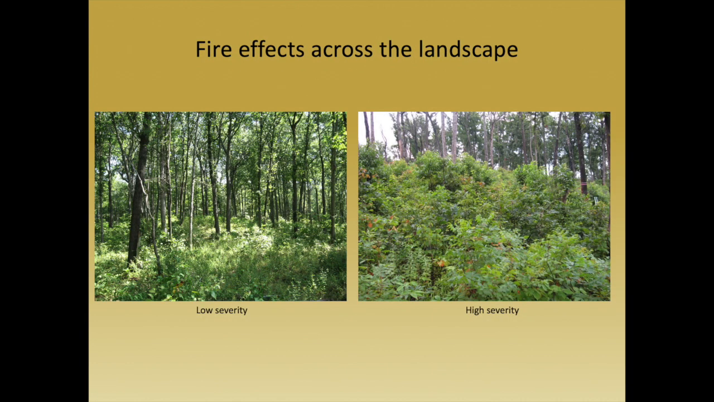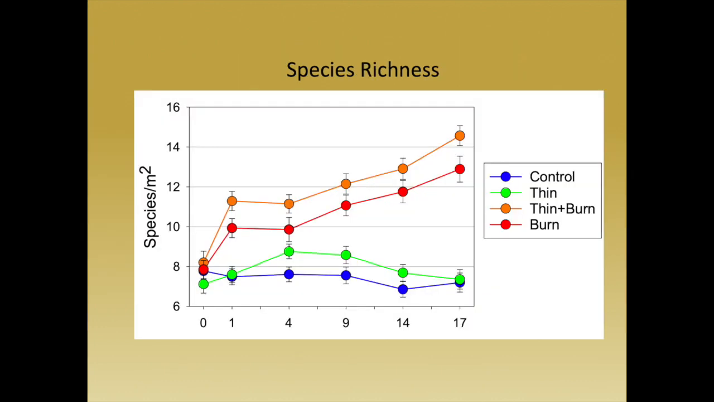Just some visuals here, the differences in fire intensity. We have a low severity. We had a lot of areas that were low severity where the canopy was still intact, and then we had those areas where holes were blown in the canopy, and we had basically small clear cuts where we had a lot of woody regeneration, and everything in between.